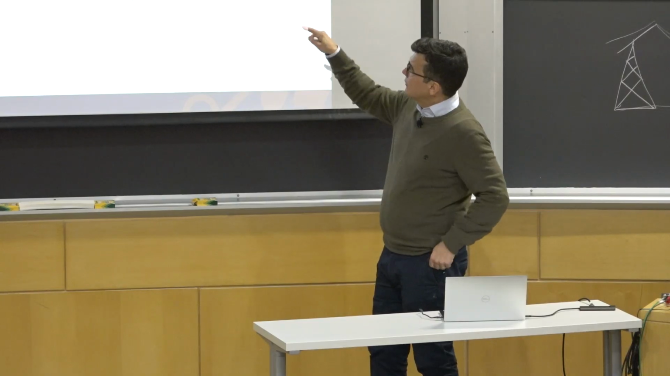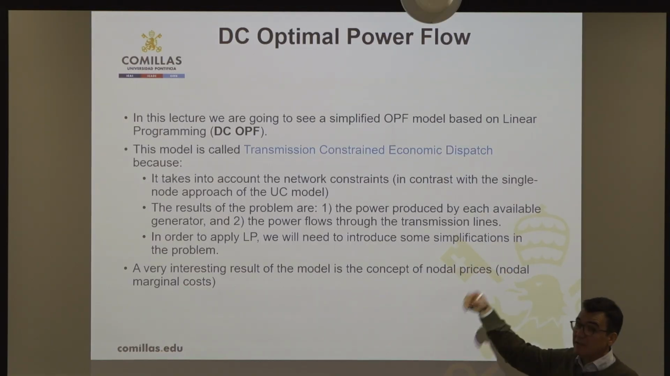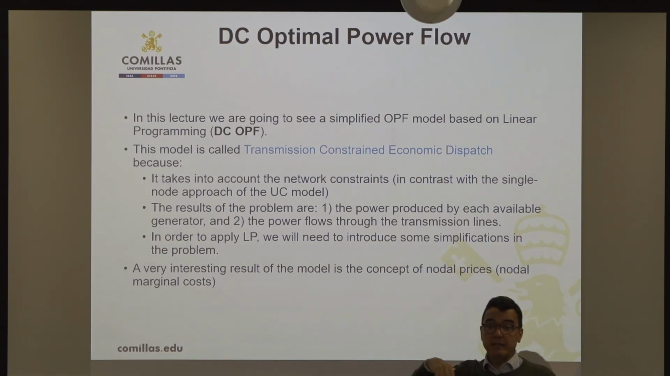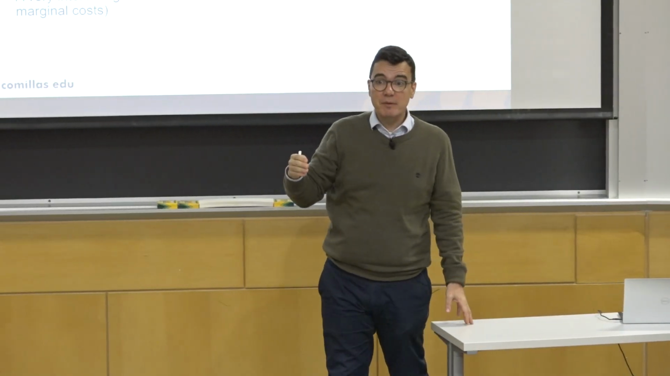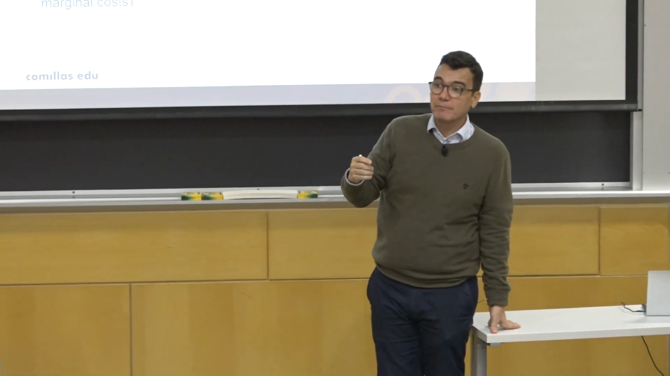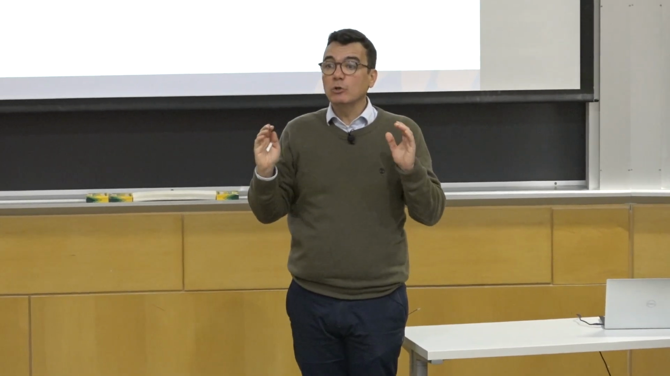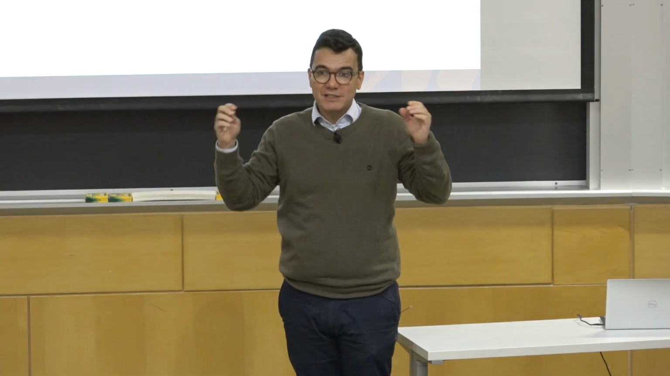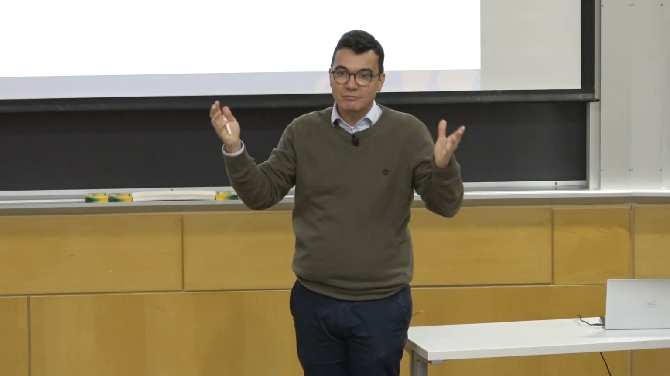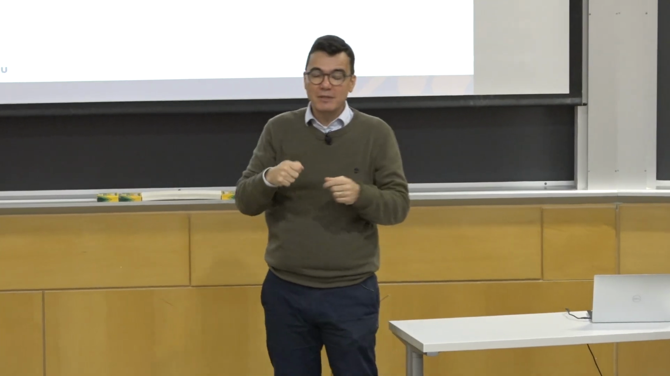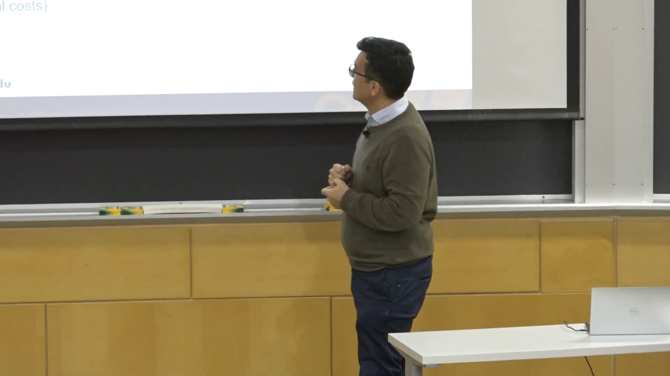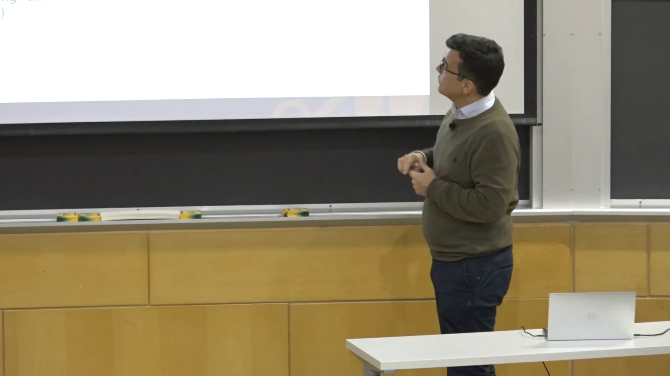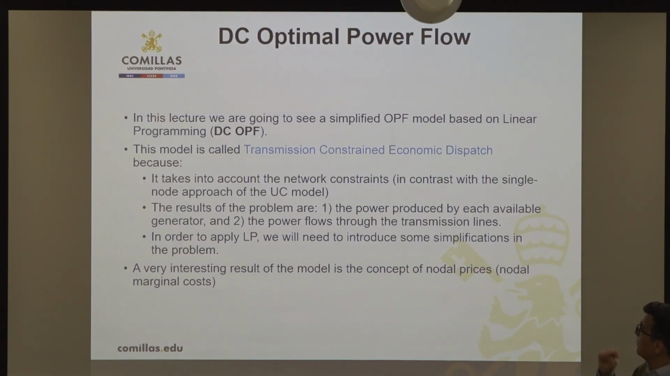Okay, so we are going to consider the network constraints in contrast to what we played yesterday. In the unit commitment, remember that we played yesterday, I assumed what I called a single node approach. We didn't model the network. It's like everybody was connected to the same node. Today we are going to consider the network. What are going to be the results today? The power produced by every available generator and the power flows through all the transmission lines.